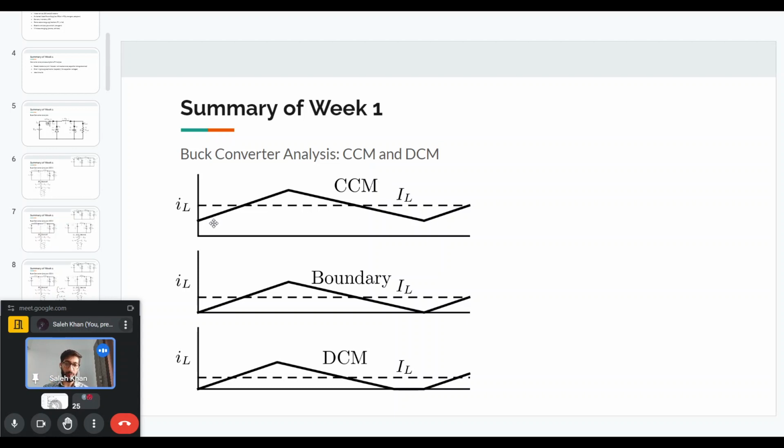It will come down together with the ripple, and a point will reach when the inductor current will start from zero. It will come to a high point and then again go back to zero. And that point is called the boundary condition between CCM and DCM, DCM being the discontinuous conduction mode. If the output current is less than this amount, then the converter will go into DCM.